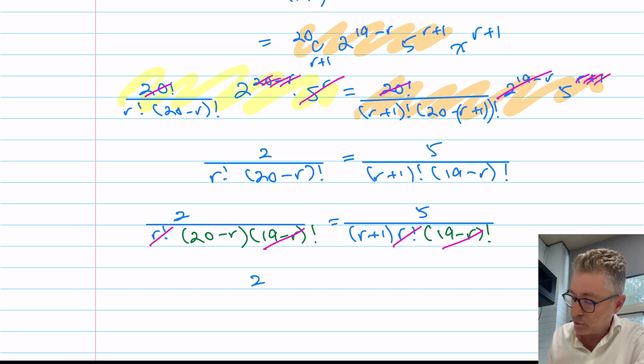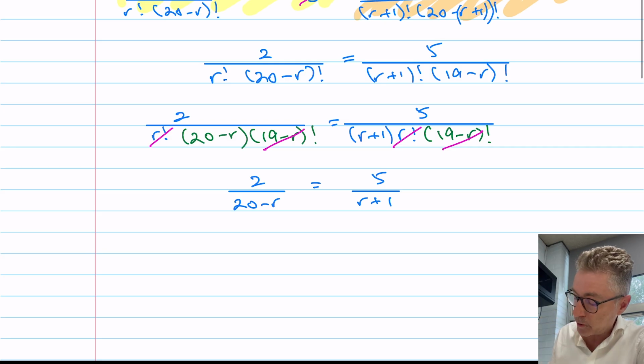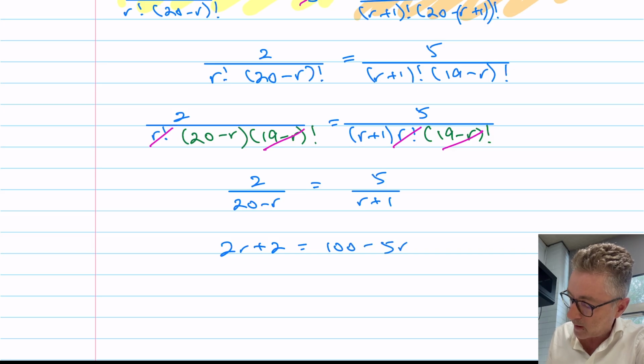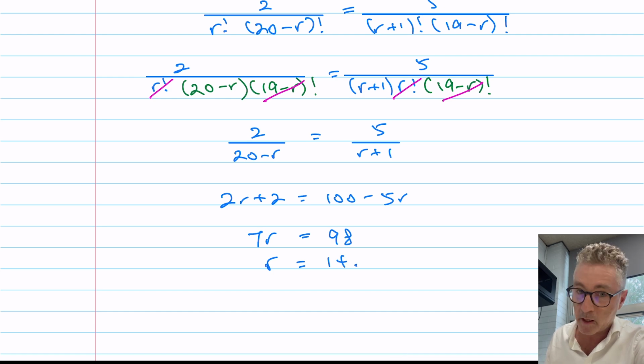So now you have 2 over (20-r) equals 5 over (r+1). Now that's very clever. If you cross multiply, you have 2r + 2 = 100 - 5r. You add 5r to both sides, you get 7r. Subtract 2 is 98, divide by 7, get r equals 14. Okay, there you go.